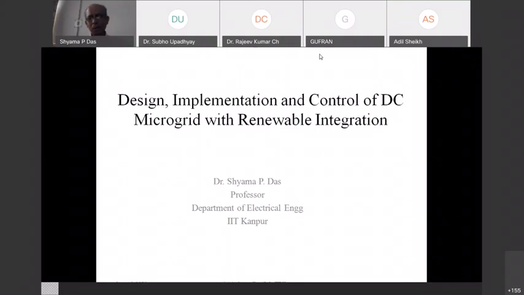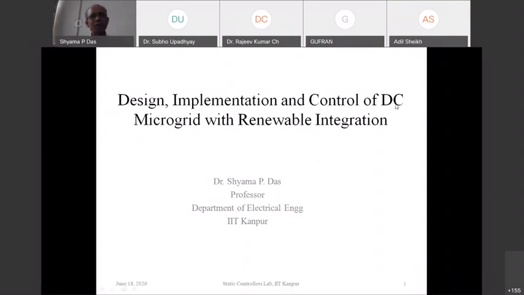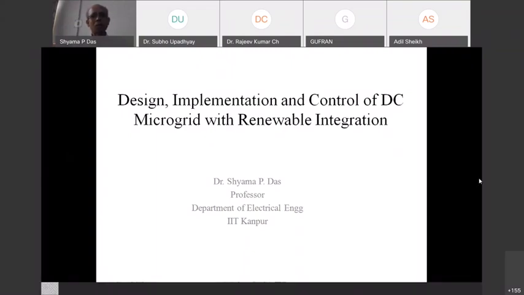The DC microgrid can be used in a building, in a localized power supply, starting from a few tens of kilowatt, few hundreds of kilowatt, maybe up to a few megawatts also. So whenever we need a localized power supply, we can go for DC microgrid.